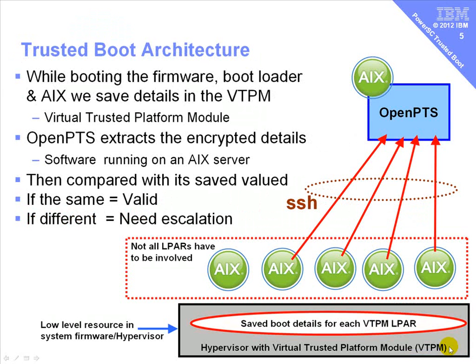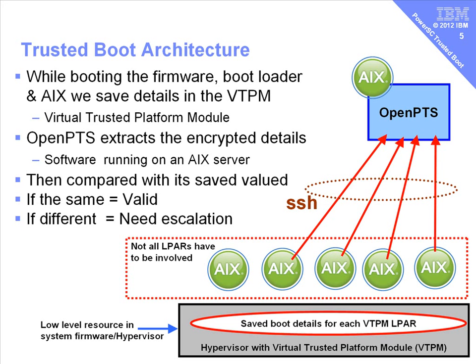So here's our Trusted Boot architecture. At the bottom of this diagram we have the hypervisor, and it has one of these things called a Virtual Trusted Platform Module. This is an open standard that we're conforming to. Built into the hypervisor, there's one of these for each logical partition or virtual machine. When our logical partition starts up, it's going through the firmware that extracts the details of the CPU, the memory, and the adapters and the disks. And it takes all that together and it encrypts that data and puts it into the VTPM.